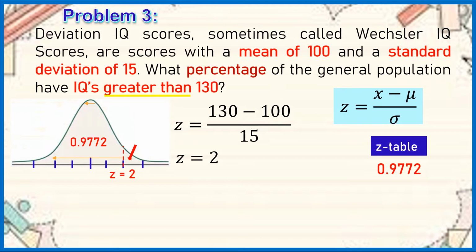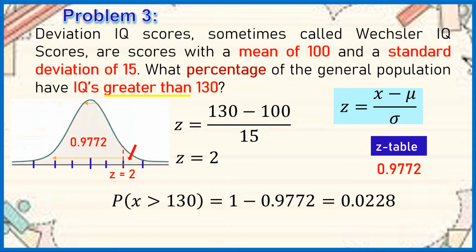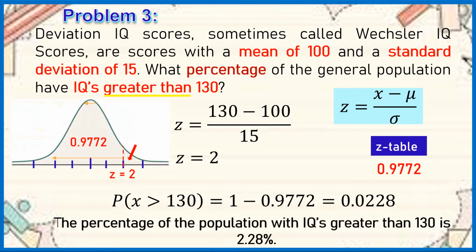So from this, we all know that a normal curve composed of 1 or the total area is equal to 1. So therefore, we are going to subtract 0.9772 from 1. So the probability of x greater than 130 is equal to 1 minus 0.9772, which is equal to 0.0228. So the percentage of the population with IQs greater than 130 is 2.28%. Because we are looking for percentage, we are going to multiply it by 100%.